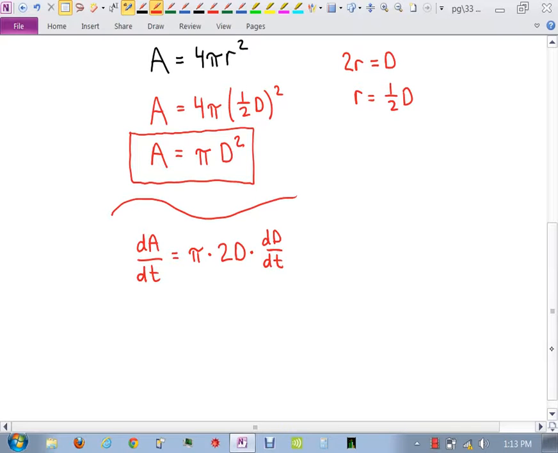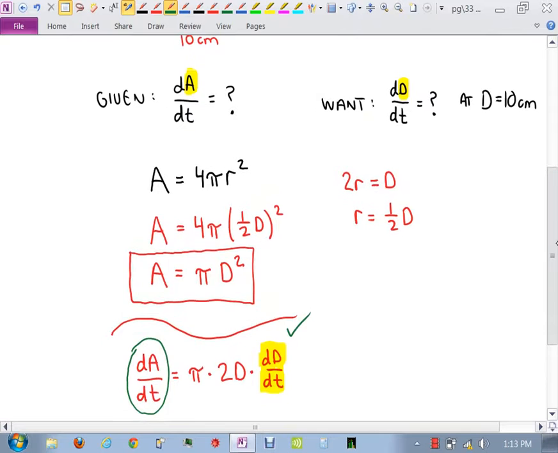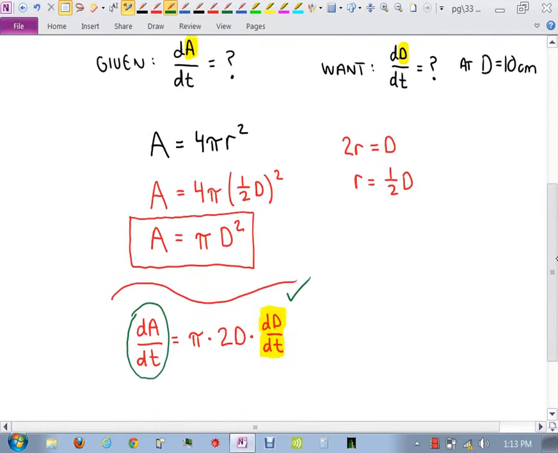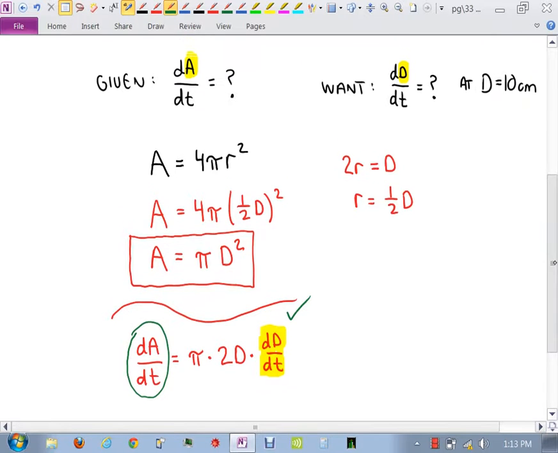Now what we wanted in the problem was d dt. That's what we wanted to know, so I'm happy that it appears here. Do I know dA dt in the problem? That's part of my given, isn't it? Oh wait, hold on, do I have this backwards? I said it wrong. Why did I put question marks on both of those?